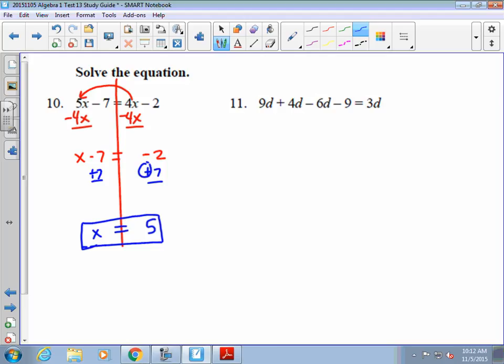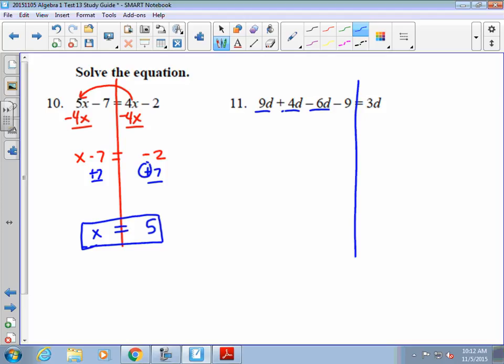For number 11, before we try to bring anything across the equal sign, notice where the equal sign is. We have to simplify each the left and the right side. The right side's already done because it just has 3D over there. But on the left side, we can combine 9D, 4D, and negative 6D. 9D plus 4D is 13D.